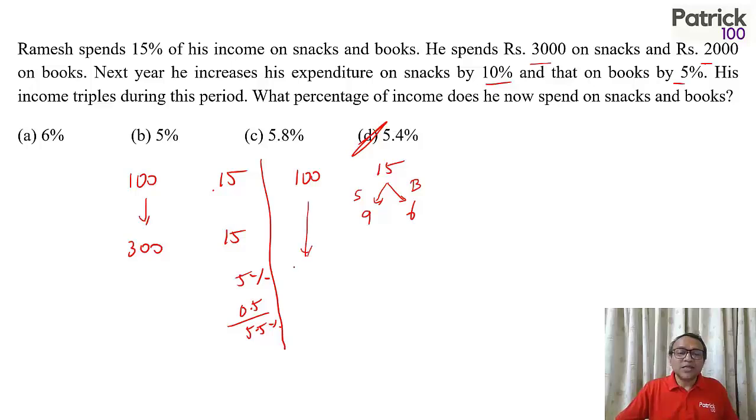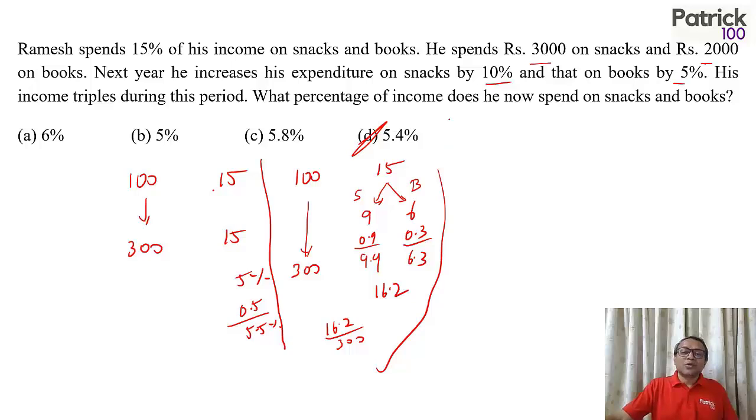Now income becomes 300, right? Then snacks is increased by 10%, becomes 9.9. Books increased by 5%, becomes 6.3. If you add, it becomes 16.2. So basically you're working on 16.2 out of 300. Solve it, you'll get 5.4%. That's the value. Again, whenever the options are percentage or ratio, you can assume values and solve.